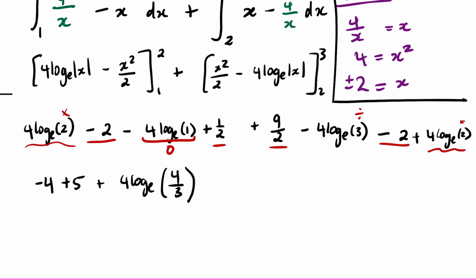All right, and then negative 4 plus 5 is going to be 1, plus 4 log e 4/3. And because it's area, we'll write units squared.